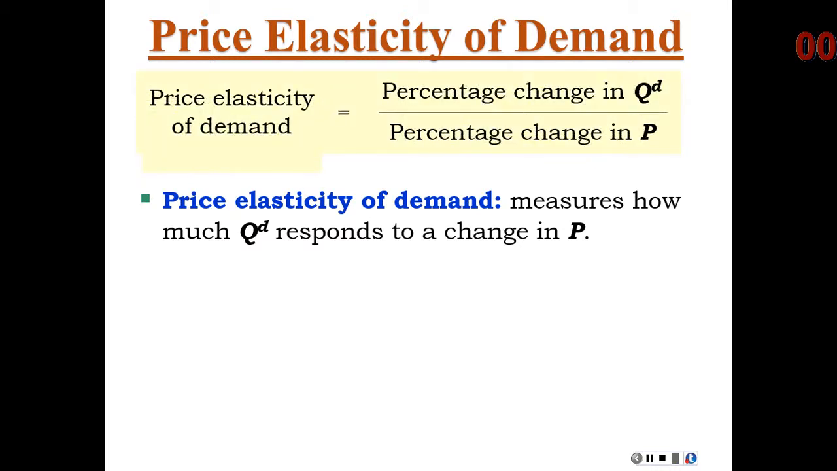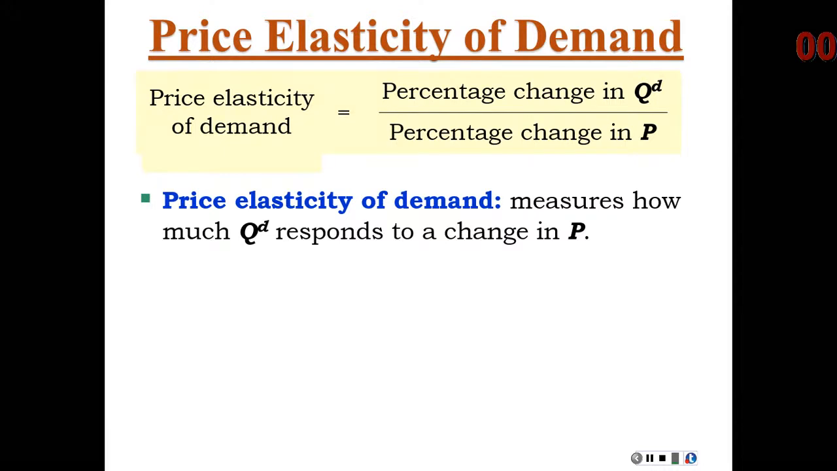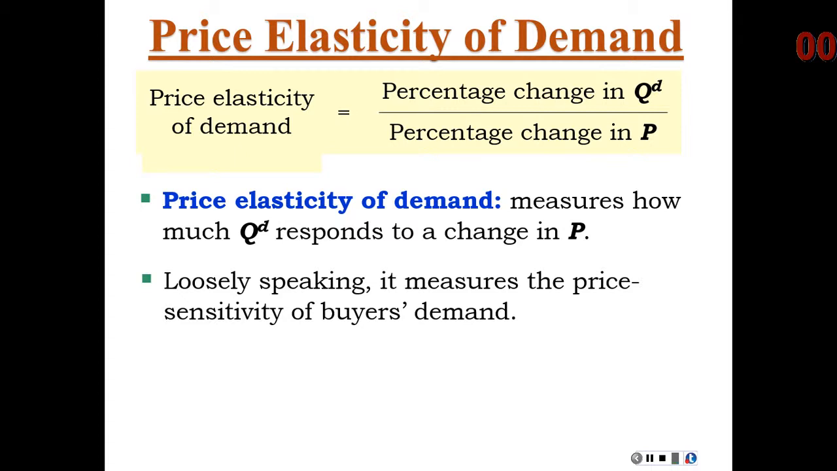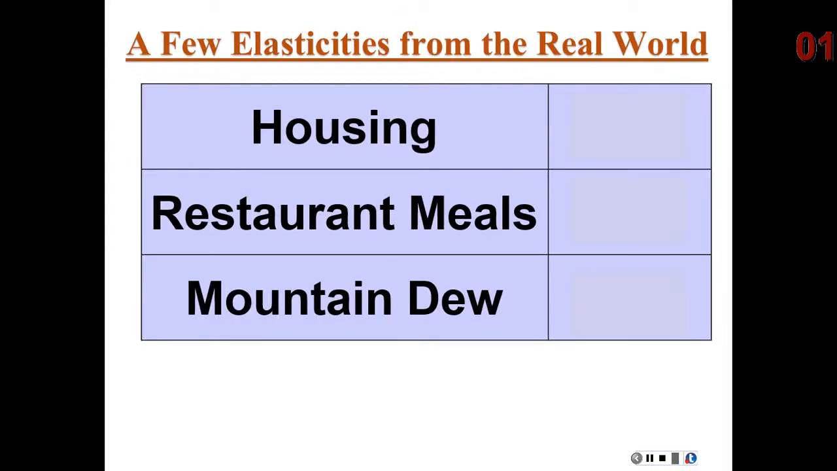The formula for that was the percent change in quantity demanded in the numerator divided by the percent change in price in the denominator. Okay, and again, it measures buyers' sensitivity to price changes. Here are a few elasticities from the real world. Based on some real world calculations, we estimate that the housing price elasticity is 0.7.